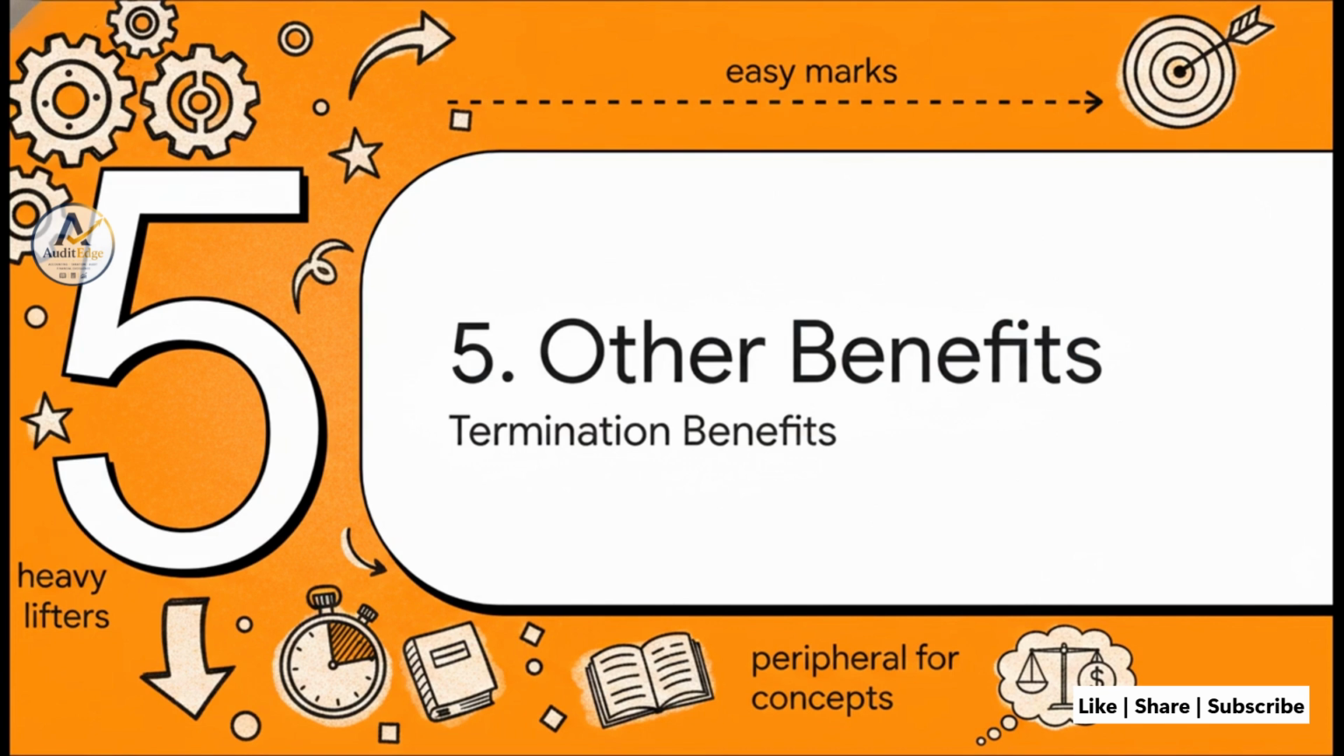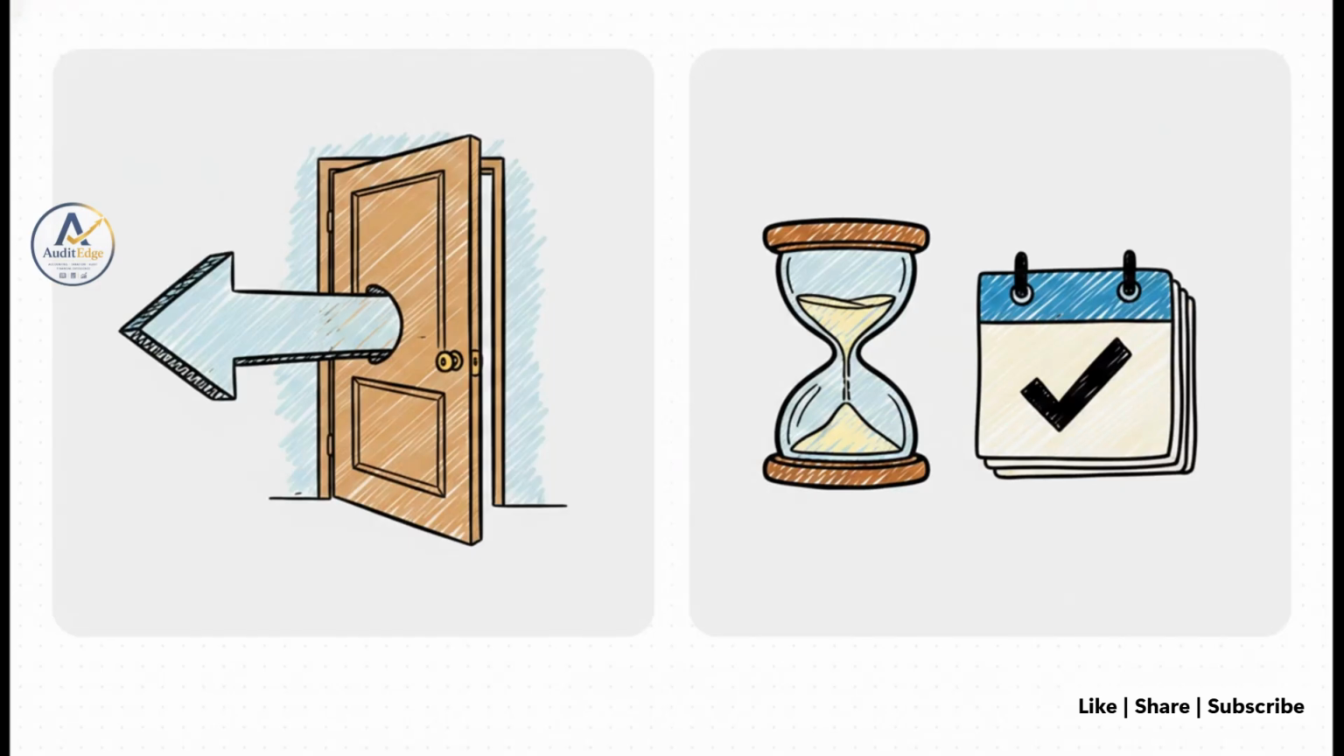Moving on to Section 5, Other and Termination Benefits. You really need to know the strict difference here for the exams. Termination benefits arise strictly from the company's decision to end employment early, or maybe an employee accepting an offer for voluntary redundancy. They are absolutely not earned over years of service like a pension is. So keep this in mind. Termination benefits are purely an event-driven expense.